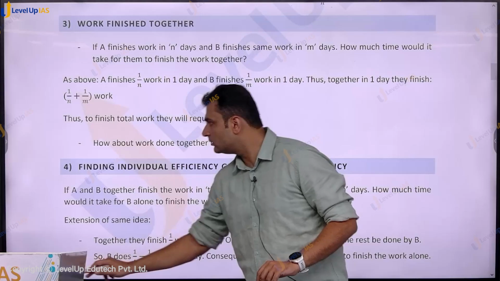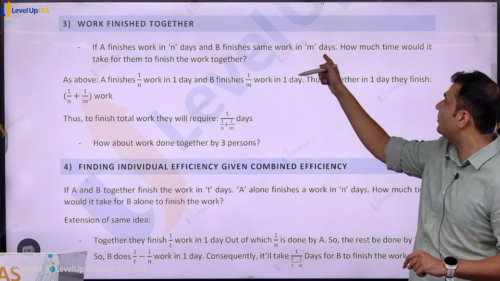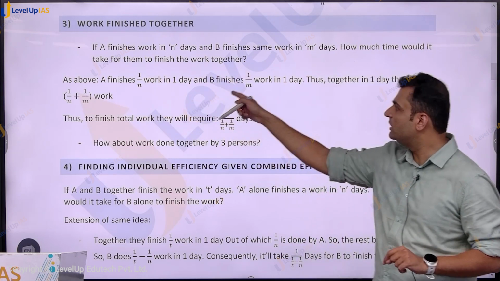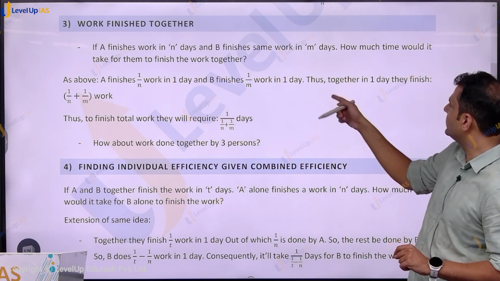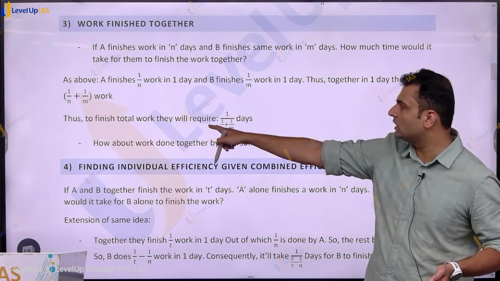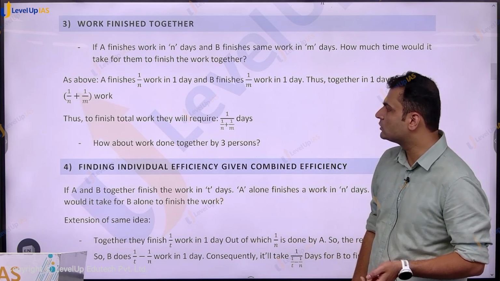That is what I have written here. So if A finishes in n days and B finishes in m days, how long will they take if they work together? A finishes 1 by n work in one day, B finishes 1 by m work in one day. Thus together in one day they finish 1 by n plus 1 by m work. Thus to finish the total work they will require 1 upon (1 by n plus 1 by m) days. That is how we will solve.